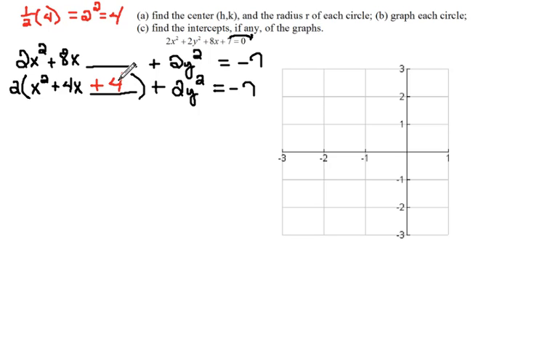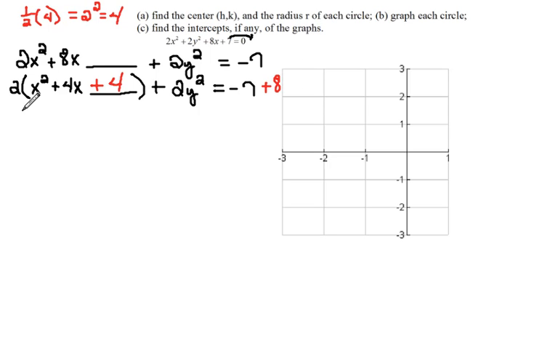But now if you think about it, we didn't just add 4 over here, because remember we have this 2 on the outside that has to be distributed, and you get right back to where you started. So 2 times 4 is 8, meaning what we actually introduced on this side is not a 4, but actually an 8. So we're going to have to balance that out by putting plus 8 on the other side.